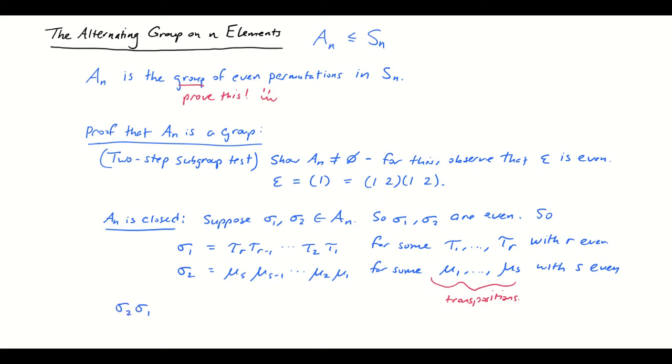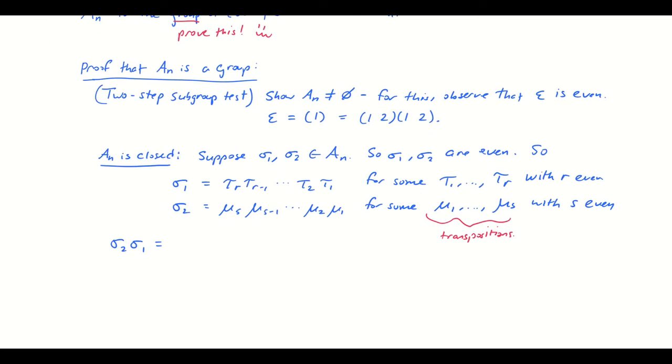I'm actually going to compose in this order, even though the same reasoning would work the other way. I need to show that sigma 2 sigma 1, I guess I still read out loud from left to right, is also an even permutation, and therefore belongs to A sub n. So sigma 2 times sigma 1 is going to be the product of all of the mu transpositions times the product of all the tau transpositions.